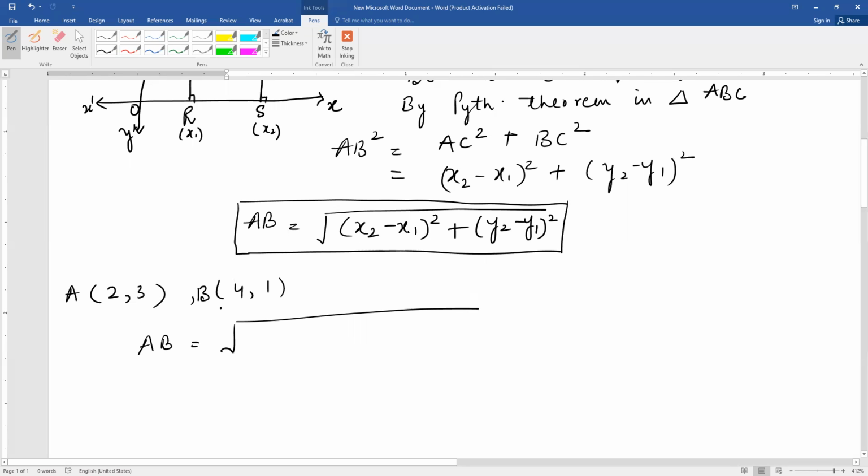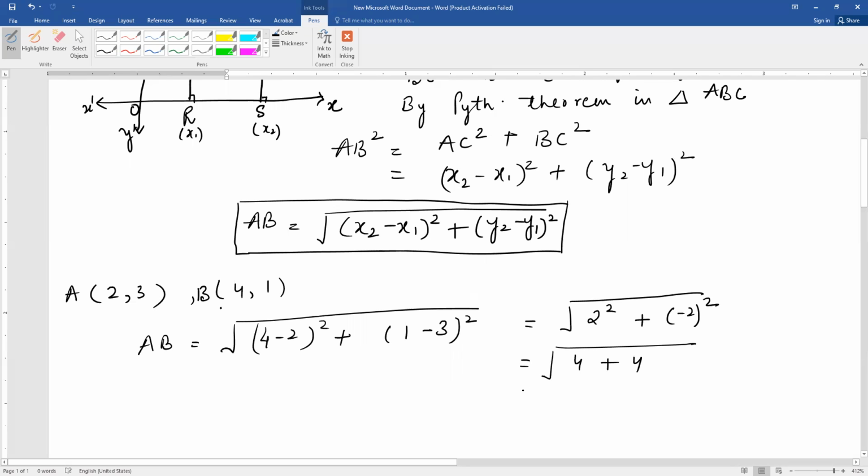It is, this formula you have to write, x2 minus x1 whole square plus y2 minus y1 whole square, where x2, y2 are the coordinates of B and x1, y1 are the coordinates of A. तो यहाँ B के coordinates 4, 1 हैं, तो 4 minus 2 whole square plus 1 minus 3 whole square. What do you get? 4 minus 2 whole square means 2 square, 1 minus 3 means minus 2 whole square. This gives you 4 plus 4, that is 8. And under the root 8 is nothing but 2 root 2. So the distance AB is 2 root 2 units.